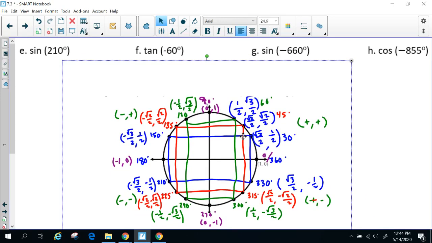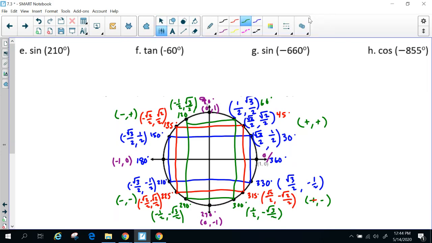Okay, so now, same thing here. Sine of 210, right? That one's already on the unit circle. So just figure out the rotation of 210 lands us at negative root 3 over 2, negative 1/2. And sine is our y value, so negative 1/2.